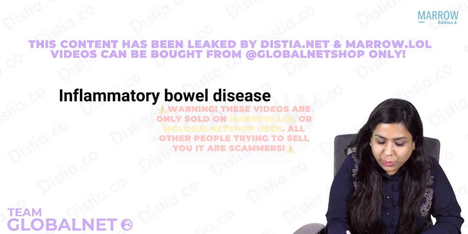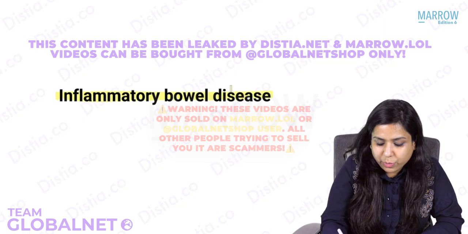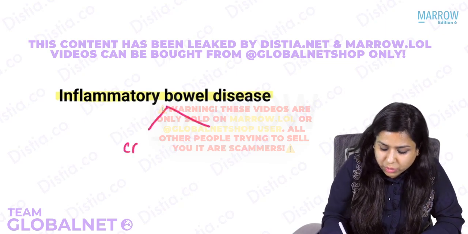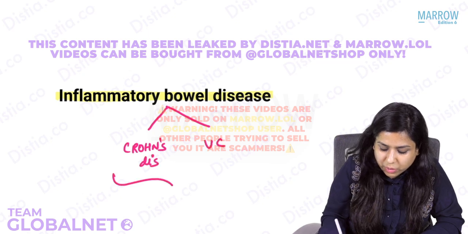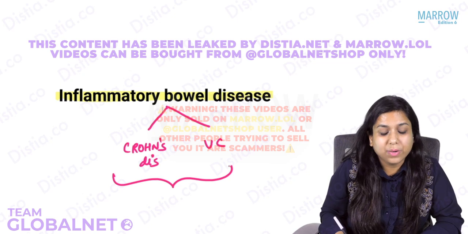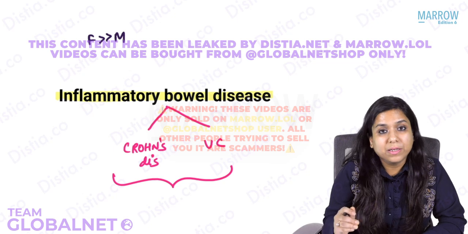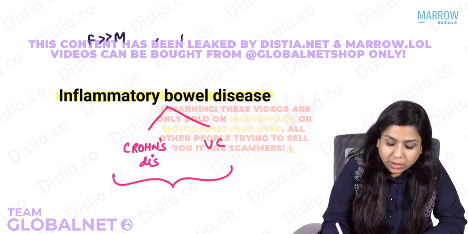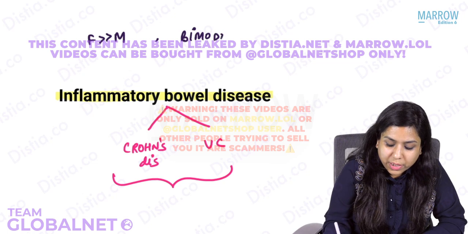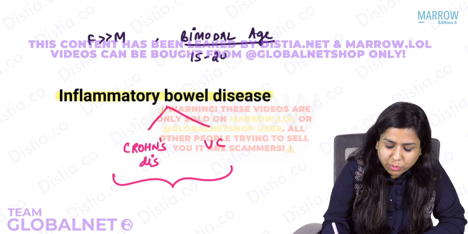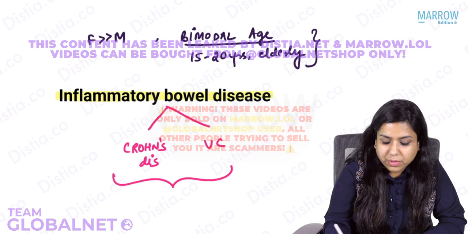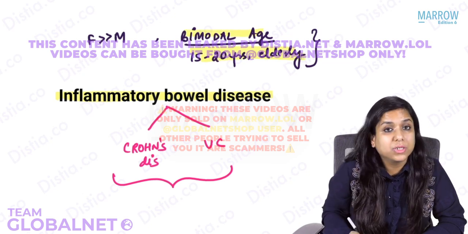Okay, so the two inflammatory bowel diseases which we are going to discuss in this module are Crohn's disease and ulcerative colitis. These diseases are much more common in females as compared to males. Then they have a bimodal age distribution. That means usually one peak is around 15 to 20 years and the other peak is in the elderly. That is an important point. They have a bimodal age distribution.